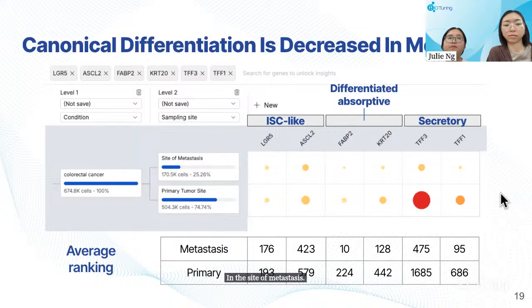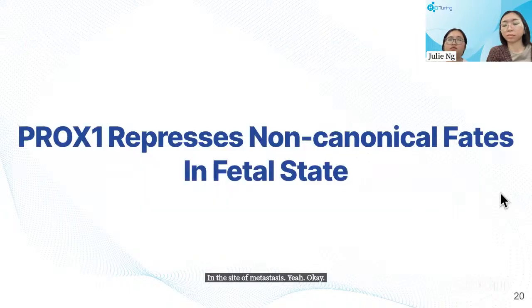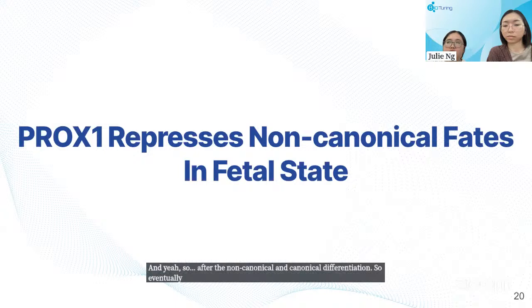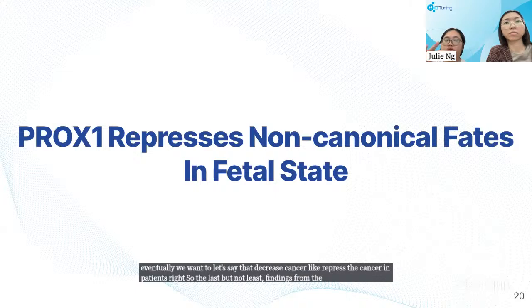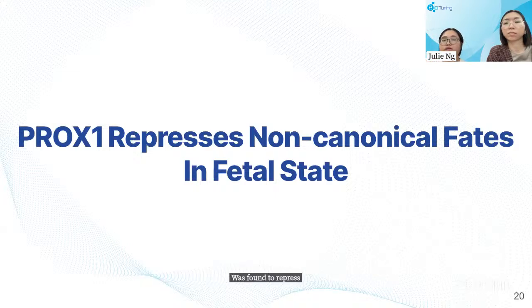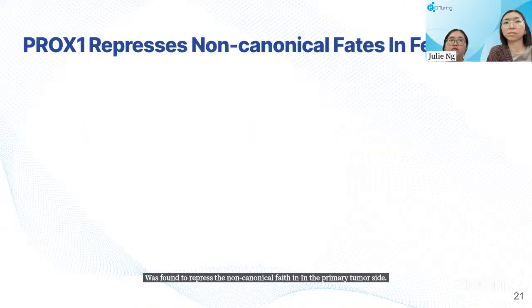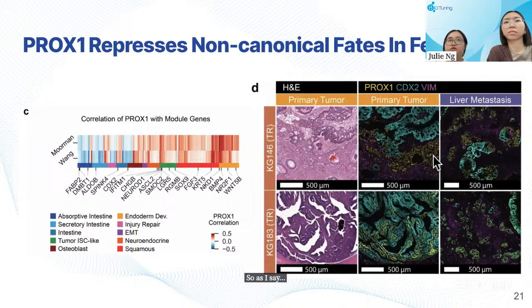Okay. And so after the non-canonical and canonical differentiation, eventually we want to, let's say, repress the cancer in patients, right? So last but not least, findings from the original paper. These genes were actually found in the original paper: PROX1 was found to repress the non-canonical fate in the primary tumor site. So now I will explain further about PROX1.